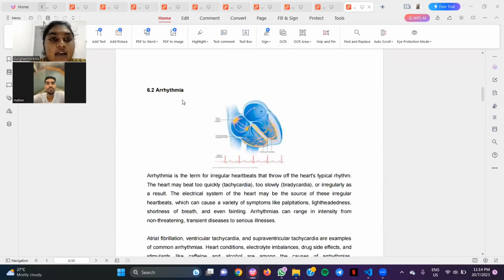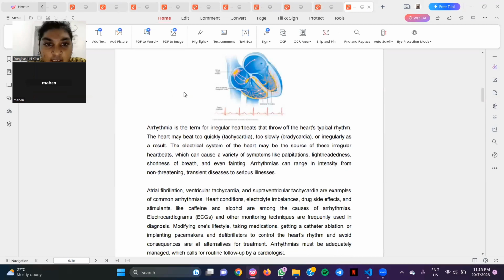Next is arrhythmia, which is a term for irregular heartbeats that throw off the heart's typical rhythm, and it may produce a heartbeat that is too quick or too slow.